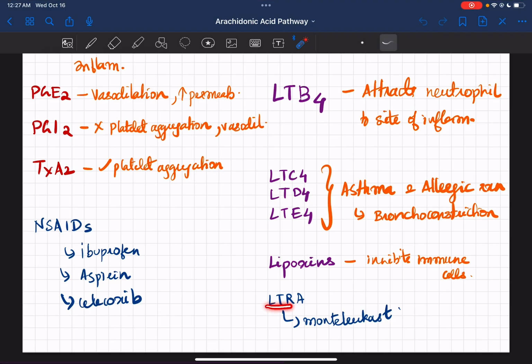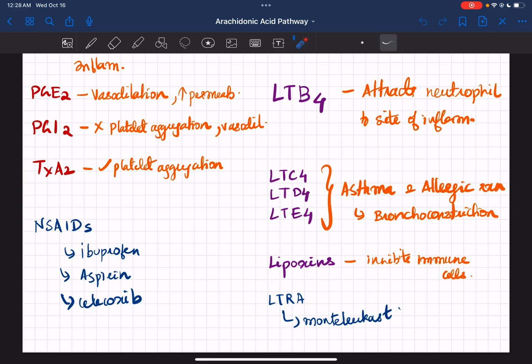Similarly, there are leukotriene receptor antagonists. So why do we use montelukast? If you can remember, we use montelukast for allergic reactions. When you give montelukast, it's a leukotriene receptor antagonist. It doesn't let the leukotriene bind to the receptor and cause bronchoconstriction. Hence, there are no allergic reactions or the clinical manifestations that you see in an allergic reaction. Okay, so that's how it's related.